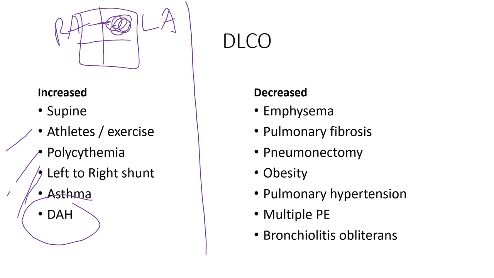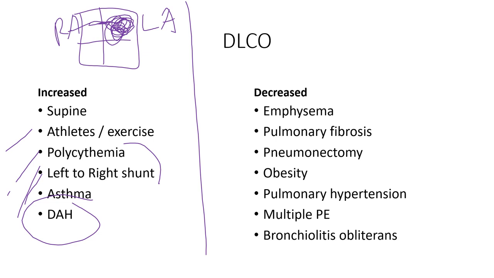It's throwing good blood into the bad side, to the right atrial side. So that'd be a left to right shunt, which means there's going to be more pulmonary blood flow, right? So we're cycling more blood back into the lungs and therefore more blood flow. So it's very similar to a polycythemia situation, more blood to absorb the carbon monoxide. Asthma, we talked about that with inflammation, where that could be increased, and diffuse alveolar hemorrhage, where there's blood in the alveoli, right? So all those can increase the DLCO.